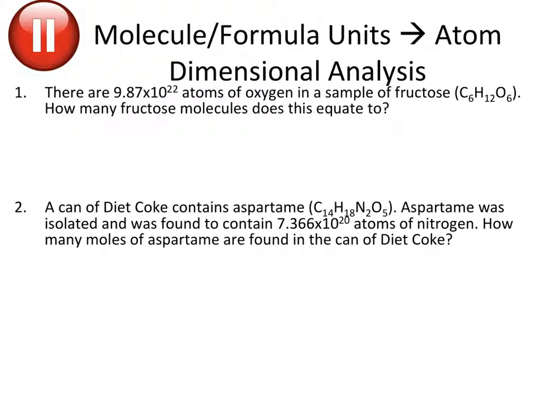And the second one, here we have a can of Diet Coke that contains aspartame. Here's the formula for aspartame. And it contained 7.366 times 10 to the 20 atoms of nitrogen. So here is our molecule, and it contained this many atoms of nitrogen. How many moles of aspartame are found in this Diet Coke? We were given atoms of nitrogen, and we're trying to find moles of aspartame.